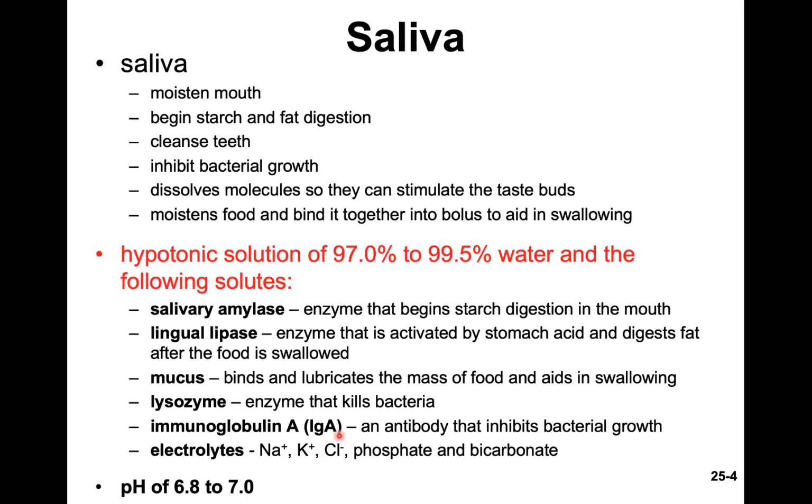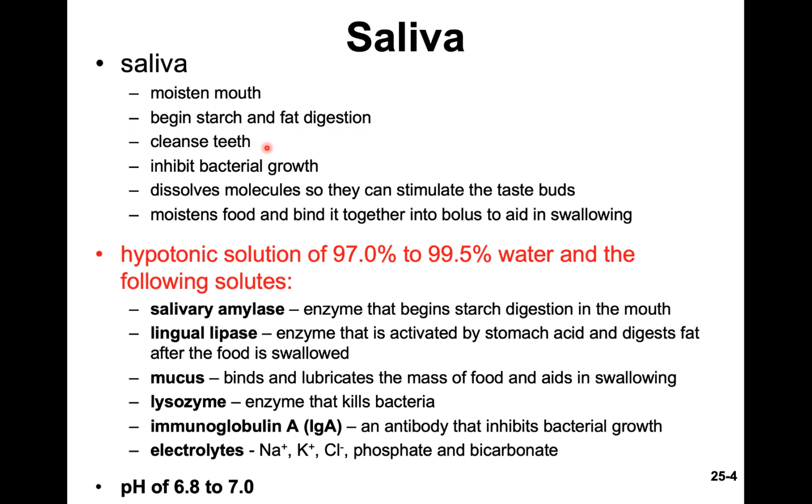Now, we'll start from the mouth and work all the way down to the rectum and anus for defecation. And we're going to start with you putting food into your mouth. You put the food into your mouth and you have saliva in the mouth. And saliva's function is to moisten the mouth, to begin starch and fat digestion. We'll talk a little bit about this in just a moment.